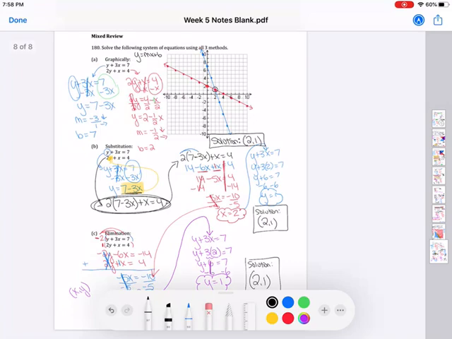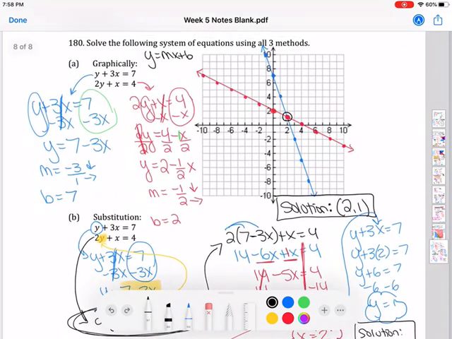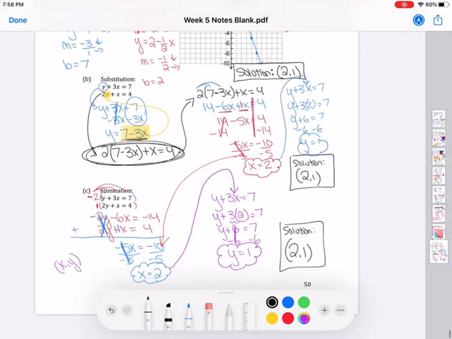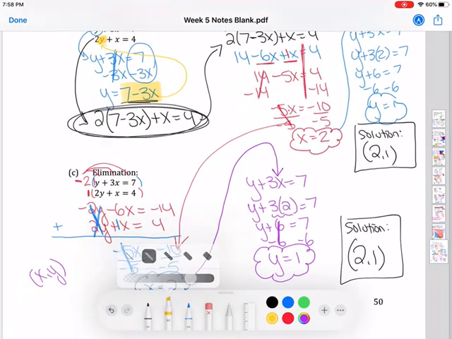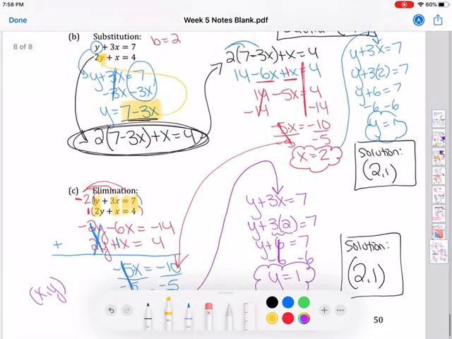Okay, so the same system solved all 3 ways that we learned in this week of notes. Just to reiterate, if it says to solve it graphically, you'll be given a grid, and you would have to solve it using the graph by graphing each line and then finding their intersection point. And then for parts B and C, it typically depends on the setup. Elimination is what you would typically want to use if you have this setup, y, x equals number.